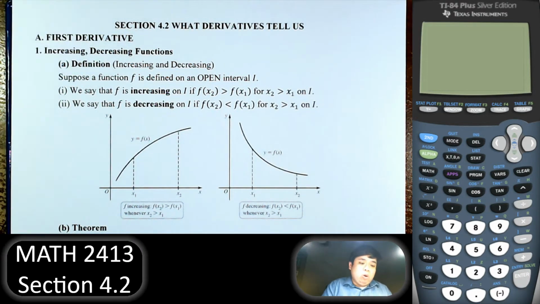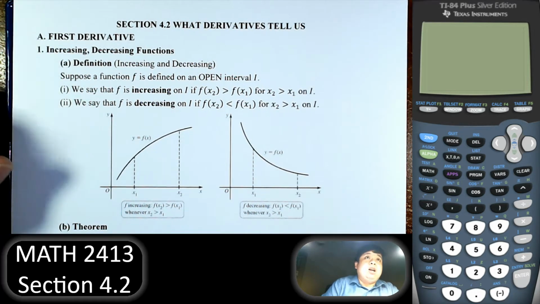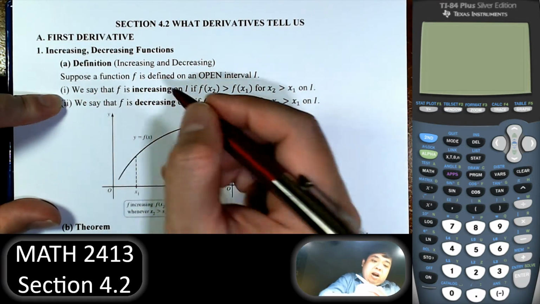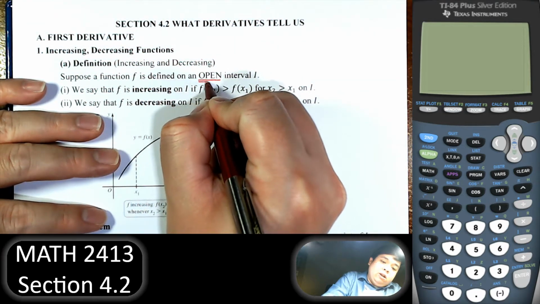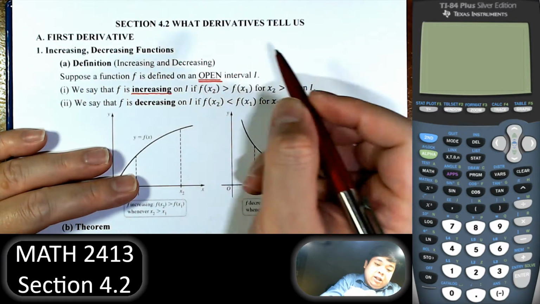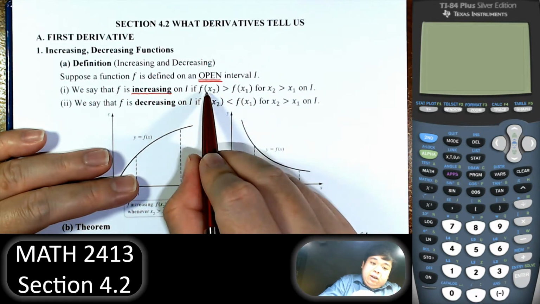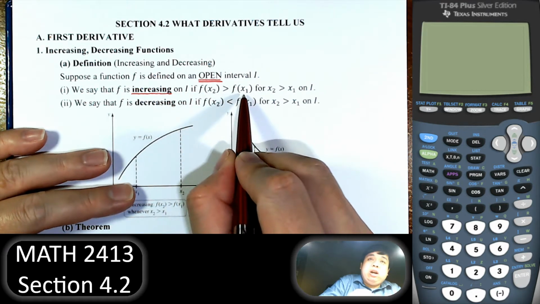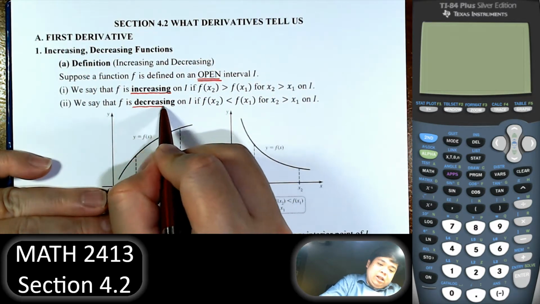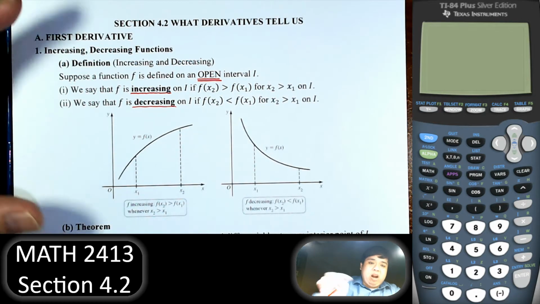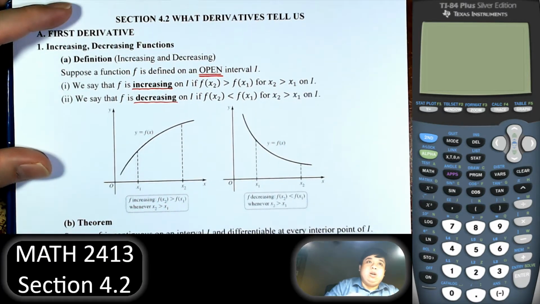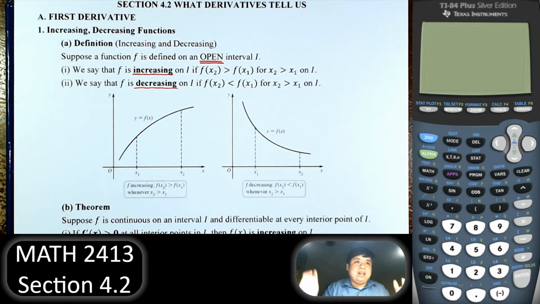Before we actually go there, let's define increasing and decreasing function. So suppose a function is defined on an open interval. The function is said to be increasing if f of x2 is greater than f of x1 for x2 greater than x1, and decreasing if we have the opposite. Of course, in terms of graph, it's obvious, right? Increasing going up, decreasing going down. So if we have the graph, that's easy.